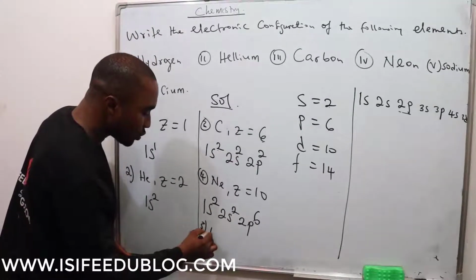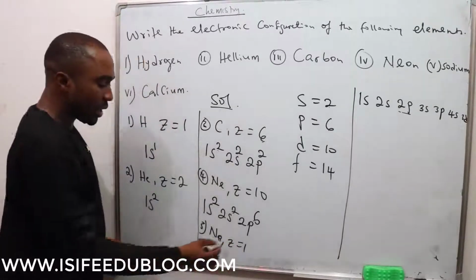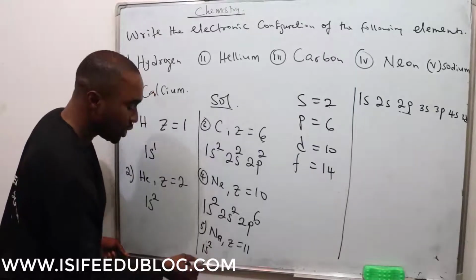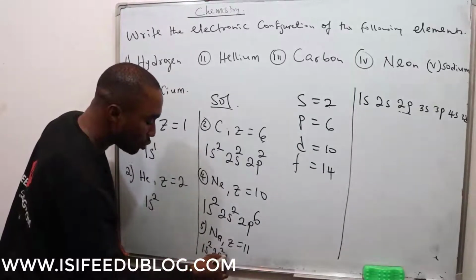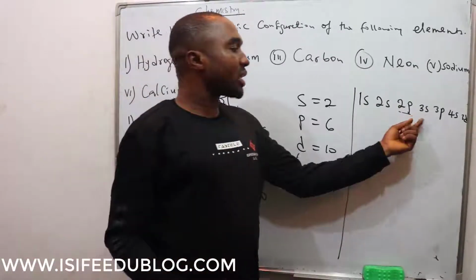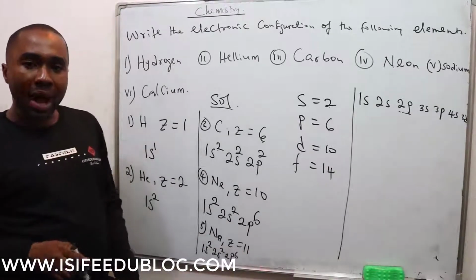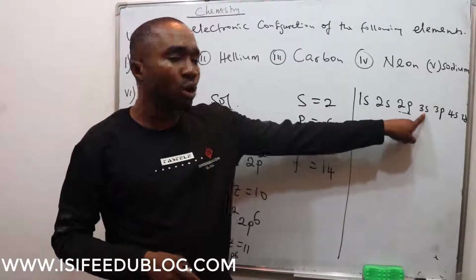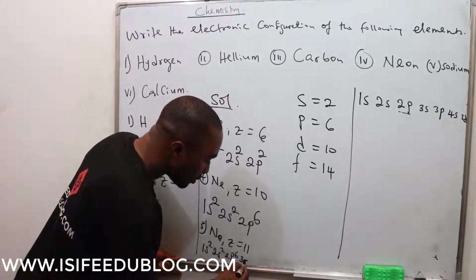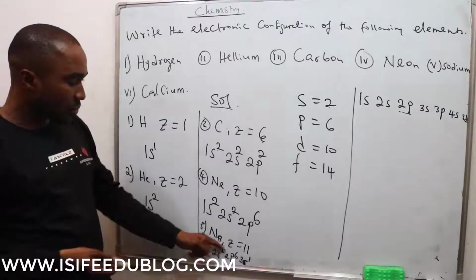Then the next one is sodium, number 5. The atomic number of sodium is 11. So we now have 1s2, then 2s2, 2p6. I've used 10 electrons, but I'm having 11 electrons. So there is a remnant of 1 electron. That 1 electron will go to 3s. So I will have 3s1. So this is the electronic configuration of sodium.